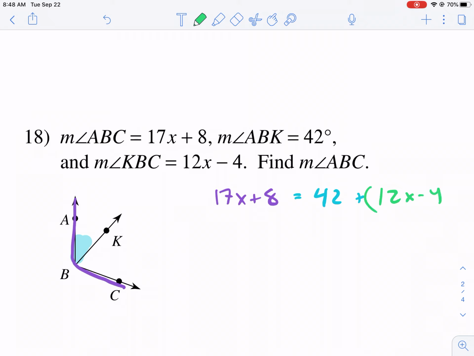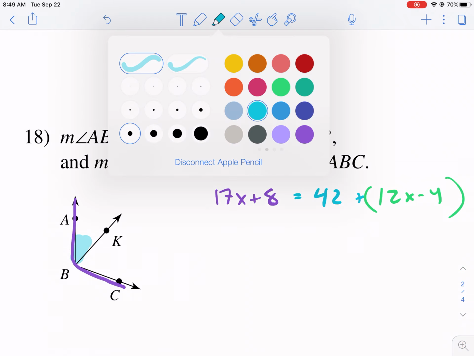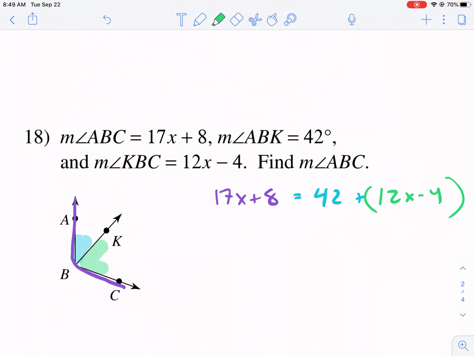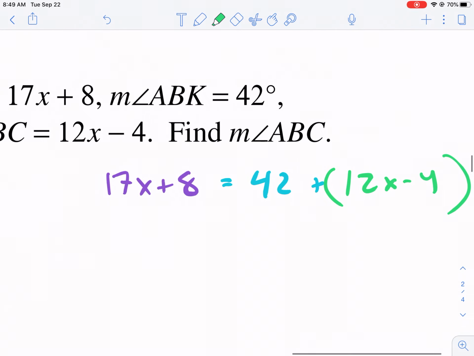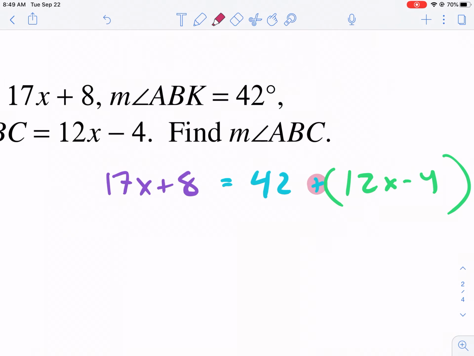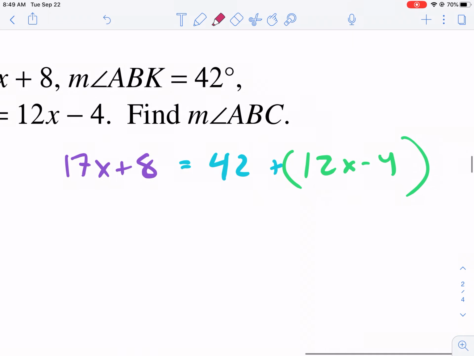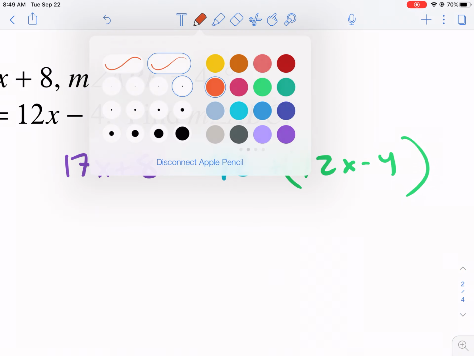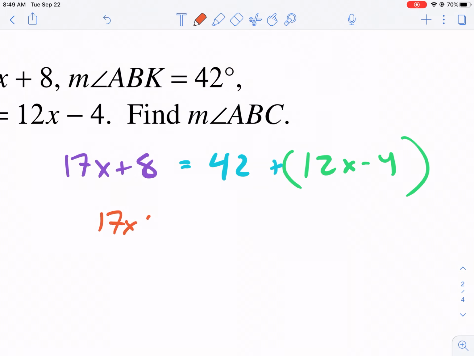Be careful with this. I always like to put it in parentheses first, just in case we have minus signs. And to show you we need to be careful if we have subtraction in these types of problems. In this case, there's a positive sign outside the parentheses, so it really doesn't affect anything. Otherwise, if it's a negative sign, we'd have to distribute. But because of that, we can just go ahead and rewrite everything without the parentheses. So 17x plus 8 equals 42 plus 12x minus 4.